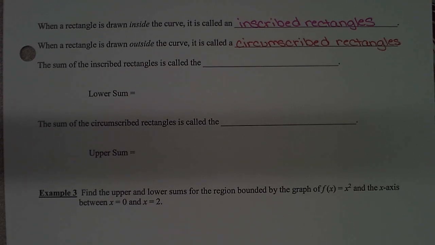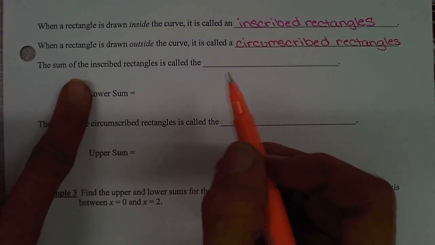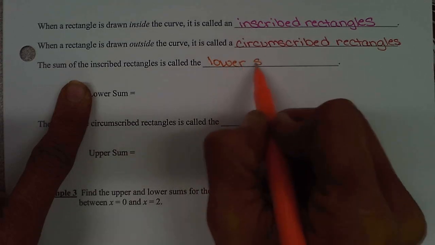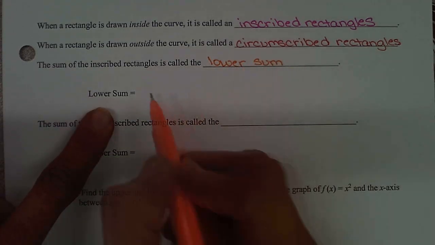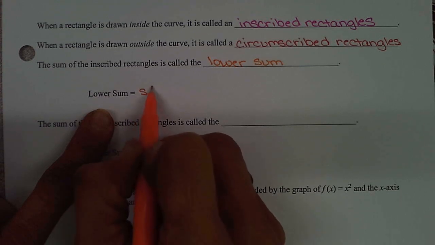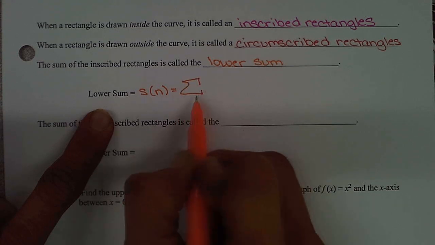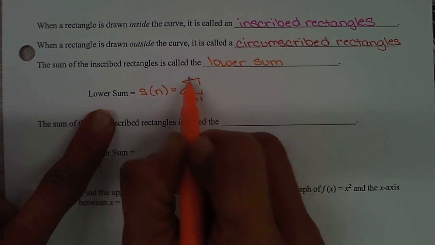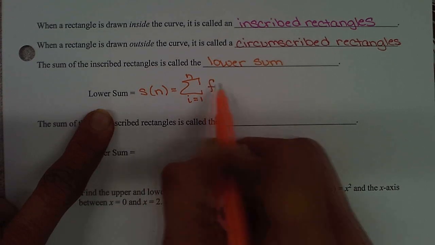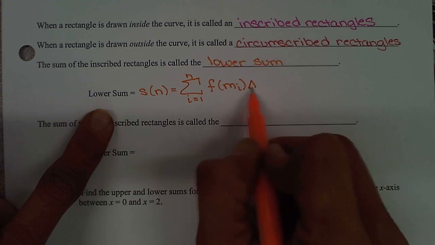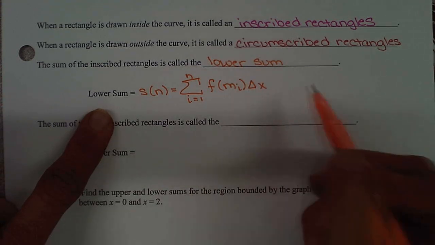All right, so whenever we are doing these and we start adding in all of these areas of these rectangles, whenever you find the sum of the inscribed rectangles, that's going to be called a lower sum. And the formula to find this lower sum, we're going to denote it by a lowercase s of n, and that's going to equal the summation from i equals 1 to n of f evaluated at a lowercase m sub i times delta x.